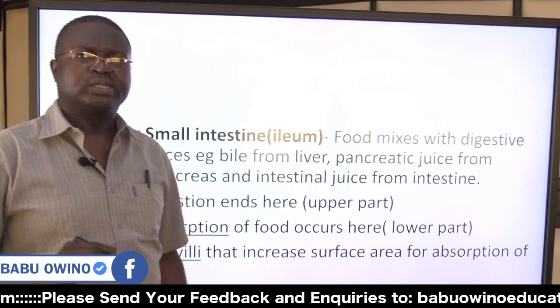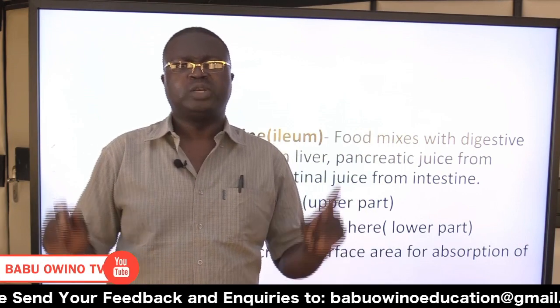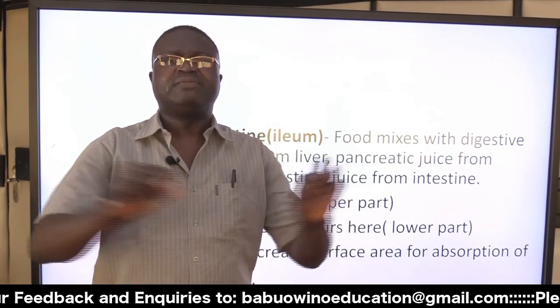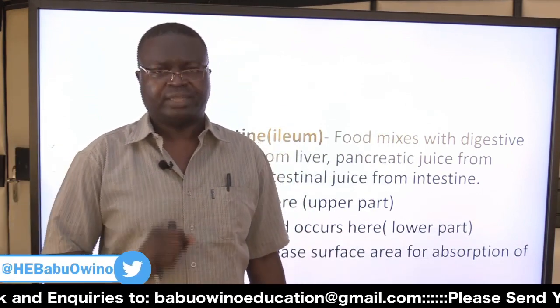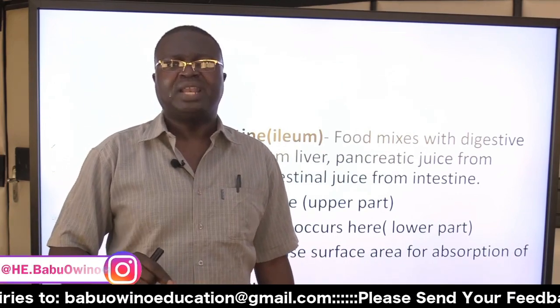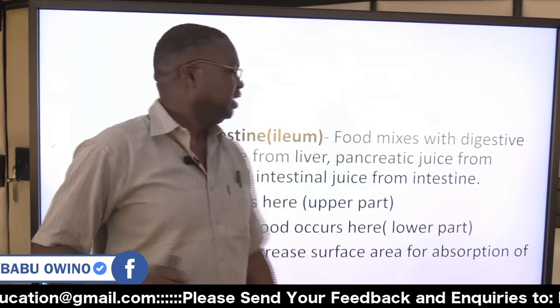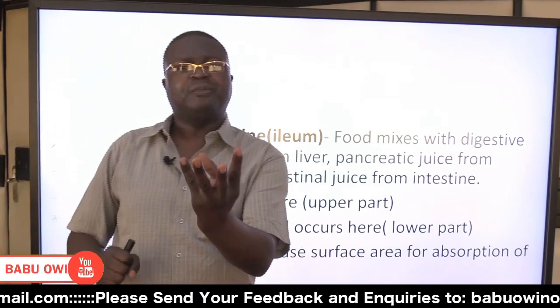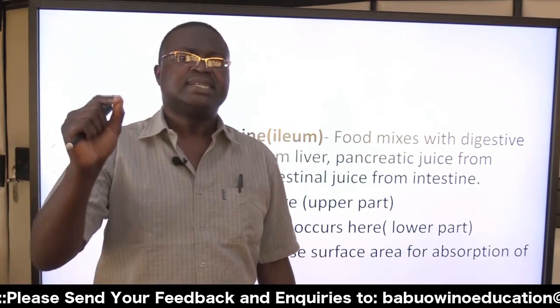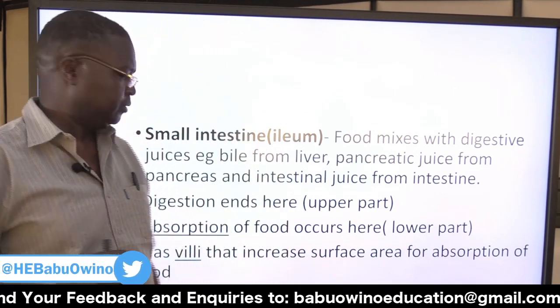Small intestine was adapted to absorb a lot of food in the following ways. One, it is very long, so food stays there for a long time. Two, it is rich in blood capillaries, so that blood can come and pick food. And the other one, it has villi. Villi are a finger-like projection that increases surface area for absorbing food.